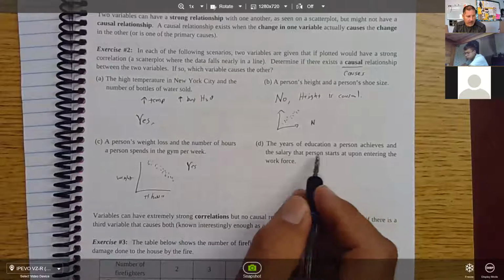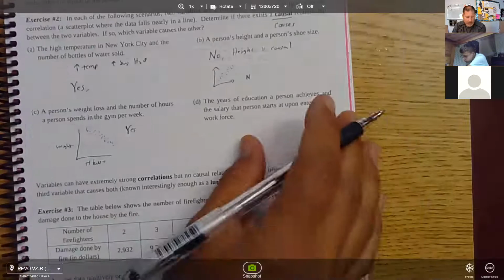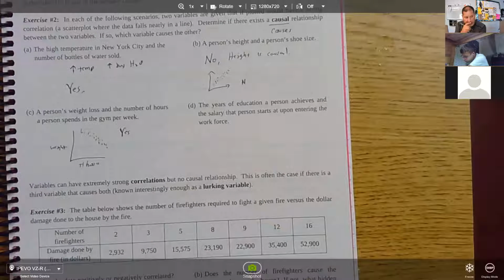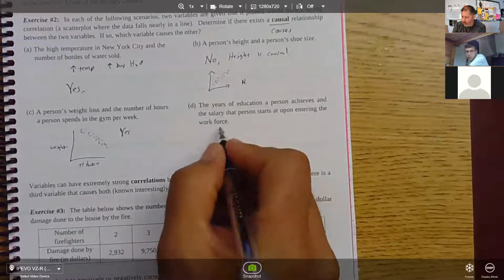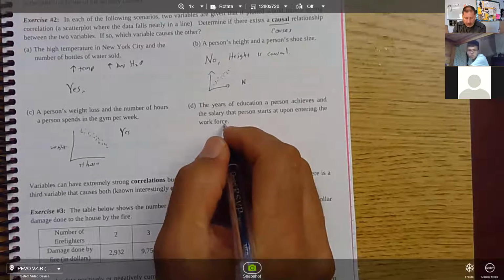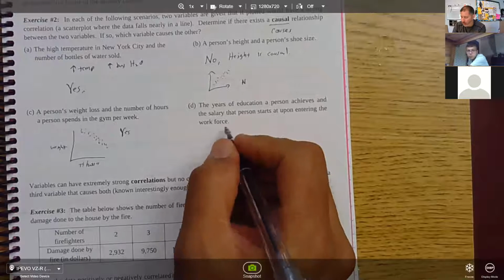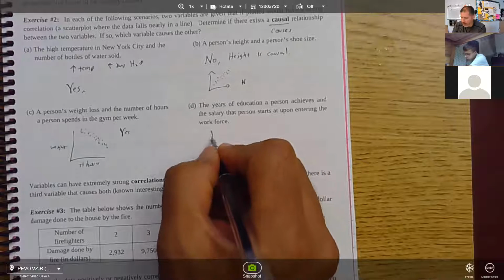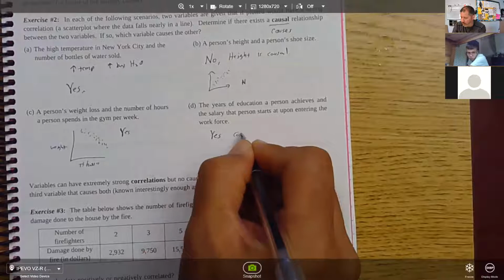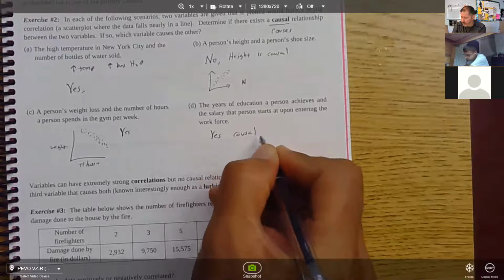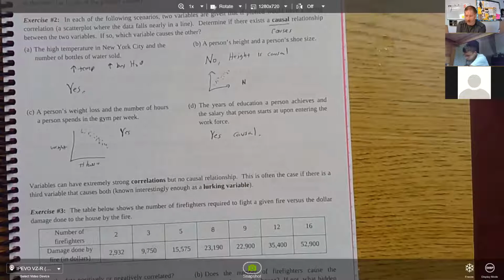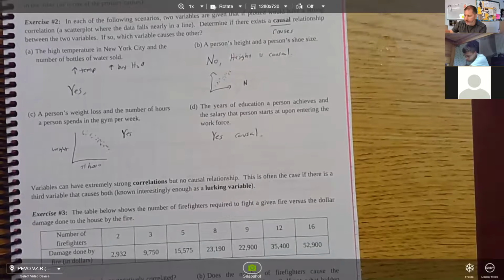The years of education and the salary you make. More so in the past, but it's still true now that the more college and education you get, the more options you have, and usually people choose options that pay them more. So yes, this is causal. One causes the other. I hope that makes sense.